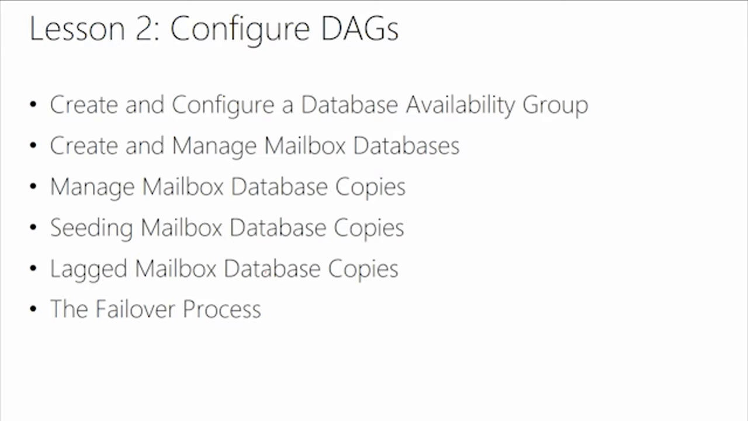So that is the theory around DAGs. Let's talk about database availability groups in general. So when you physically create them, you can manage them, and you can create new databases, seed mailbox databases, create lag copies. This is a database that is behind the other databases. In some cases, for recovery reasons, you may want to keep one database behind so that you can fail to a previous point in time.